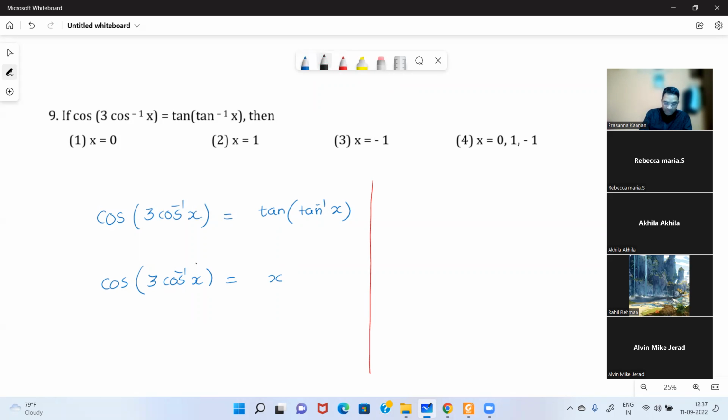This inside part, let me take it as A. Let cos inverse x be equal to angle A. Then what will x be equal to? Cos A. Correct? So I'm going to write cos of 3 into, what is cos inverse x? What we have taken as A. So this will be 3A. That will be equal to x.